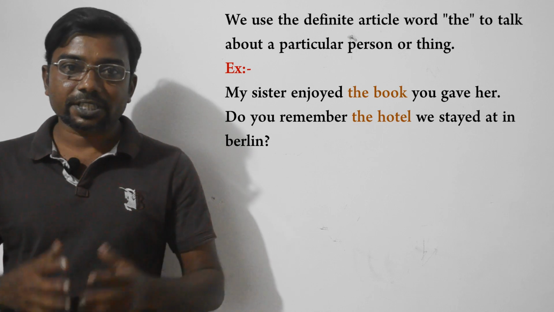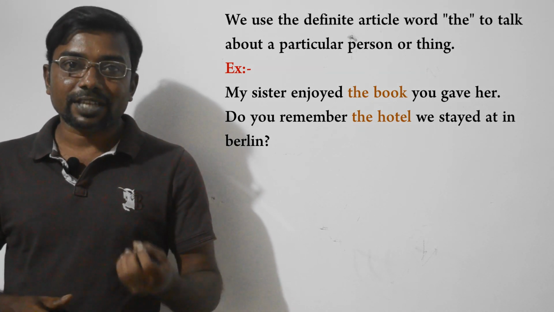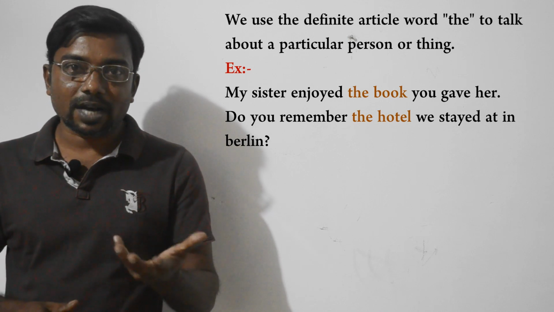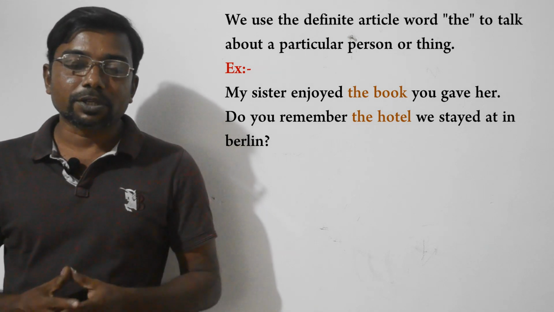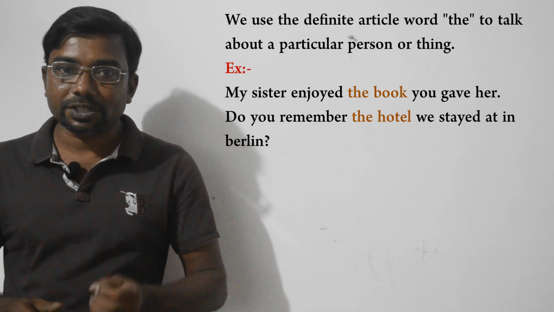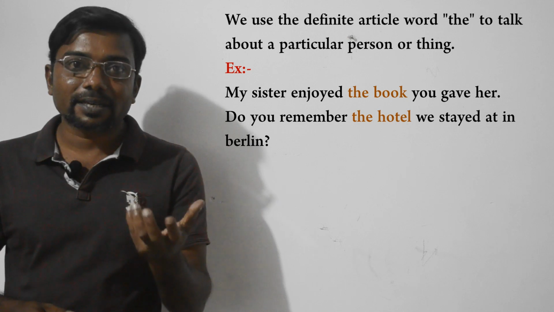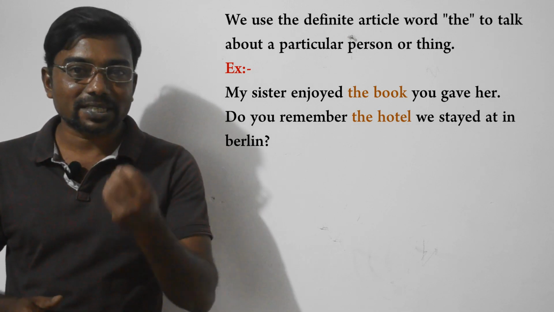Look at the first example: my sister enjoyed the book you gave her. Here we use the definite article the before the noun book, the book, because it is a particular book among other books. So we use the definite article the before a noun to specify that noun.